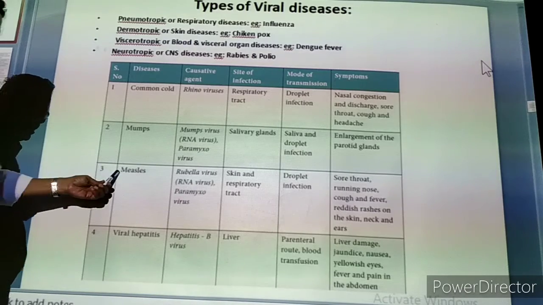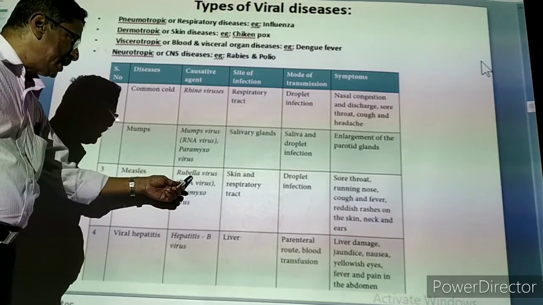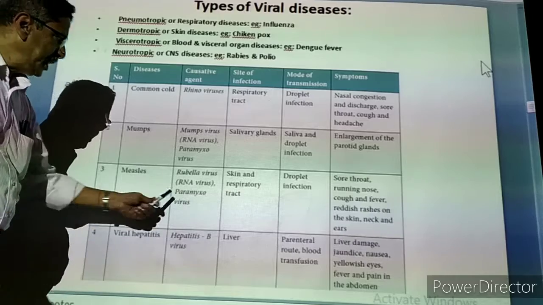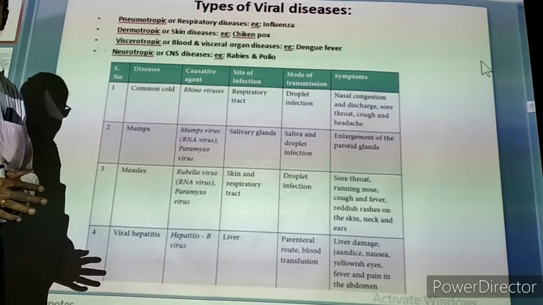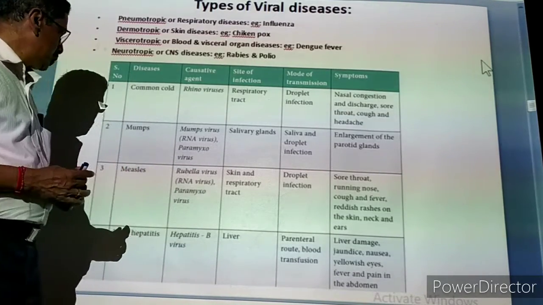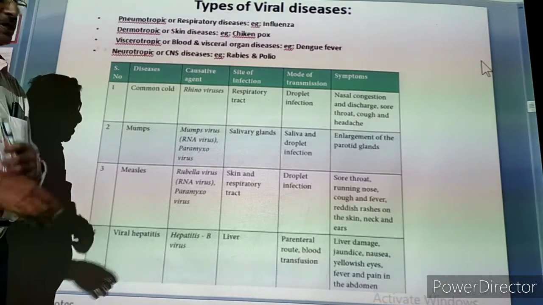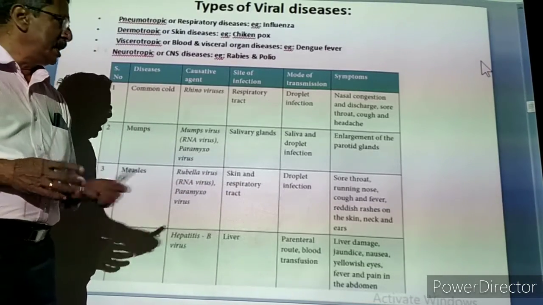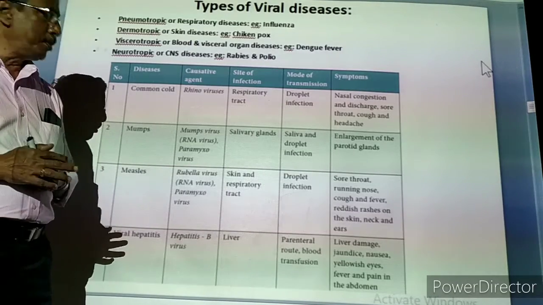The third viral disease is measles. The measles virus comes under one group of viruses called paramyxoviruses. They are also RNA viruses. Now these viruses attack the skin. When the skin is affected, rashes appear and blisters are formed. Also, these viruses attack the respiratory tract. I already told you, respiratory tract means starting from the nose up to the trachea and bronchi.